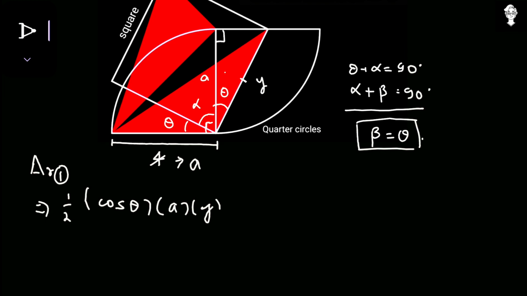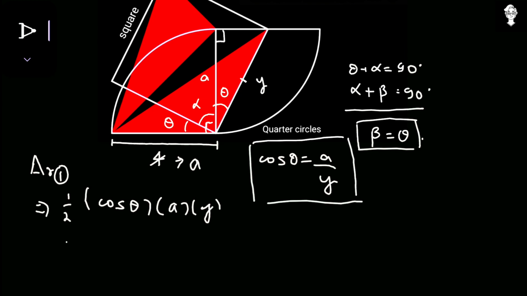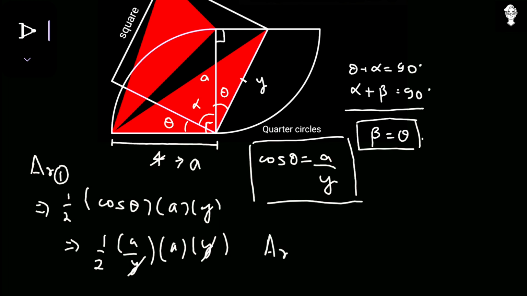Now look carefully that the angle theta is inscribed in this right angle triangle, and we need the value of cos theta to put in this bottom triangle's area. From this right angle triangle, cos theta is adjacent upon hypotenuse, so cos theta is equal to a upon y. Let us replace cos theta for area 1 with a upon y. It turns out to be half of a upon y multiplied by a into y. So y and y cancel out. We have area 1 in terms of a, that is equal to a square upon 2.